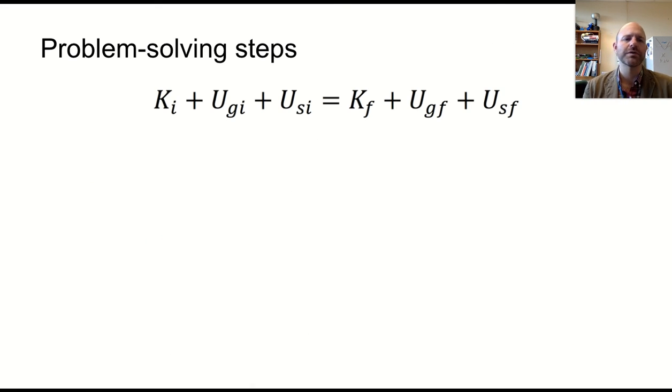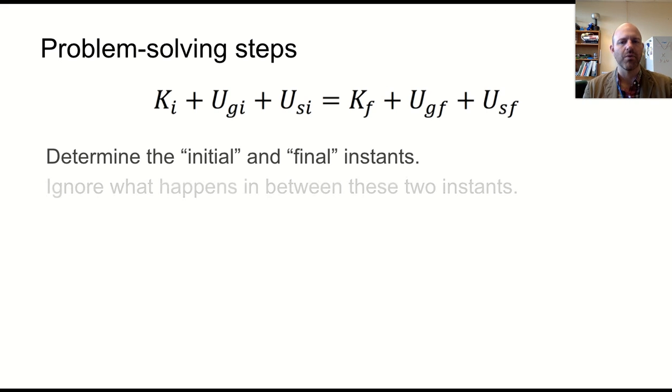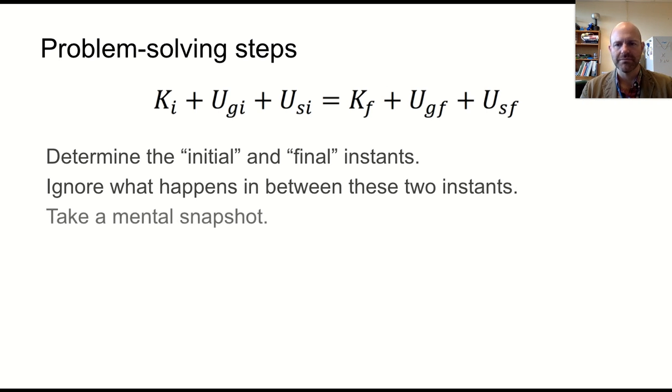So how do we approach this kind of problem? What you do is you start by stating initial mechanical energy equals final, and that means kinetic plus gravitational plus spring equals kinetic plus gravitational plus spring. We have to decide where the initial and final are. We get to pick our 2 points. Ignore what goes on in the middle because that's not important for this equation. Take a picture of what's happening right in that moment.